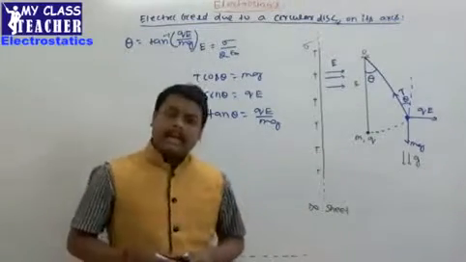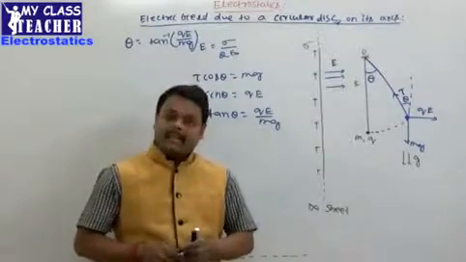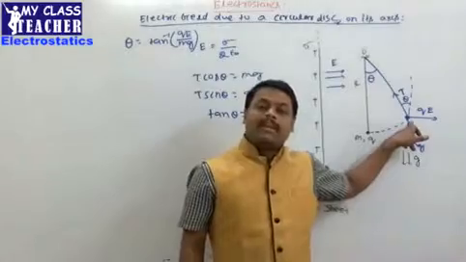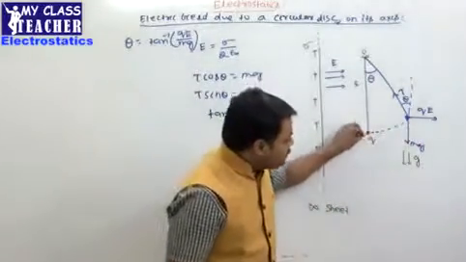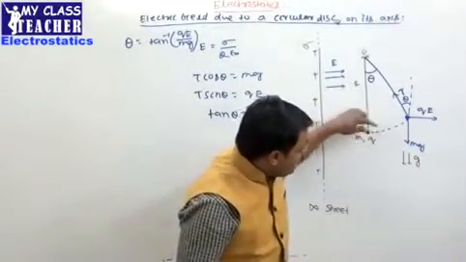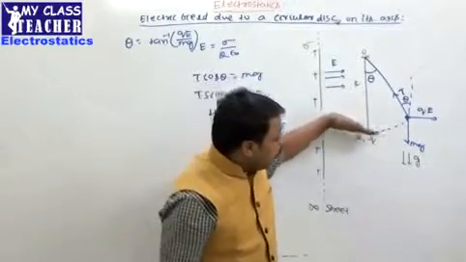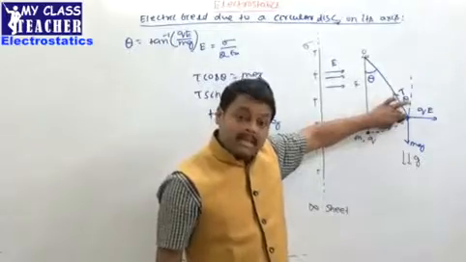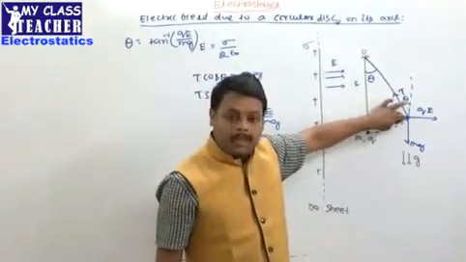But for the second part, what is the maximum angle deflected by the string? At equilibrium the acceleration is 0, so the velocity will be maximum here. Whenever this particle is released, its initial velocity is 0, the velocity increases and becomes maximum here. But since the velocity is maximum here, the particle will not stop here.